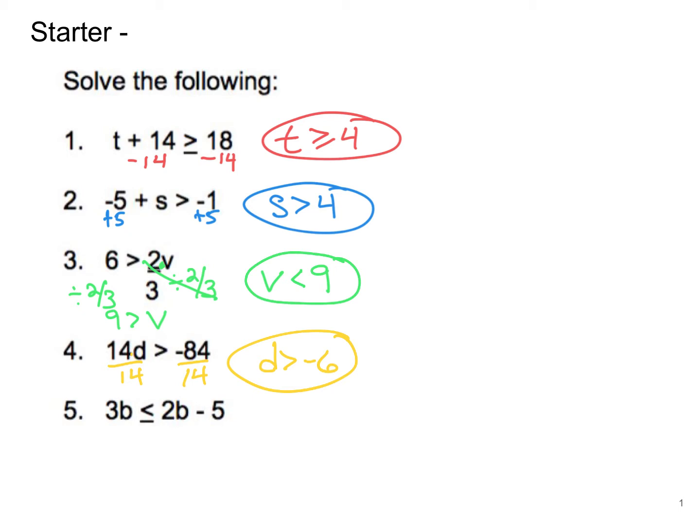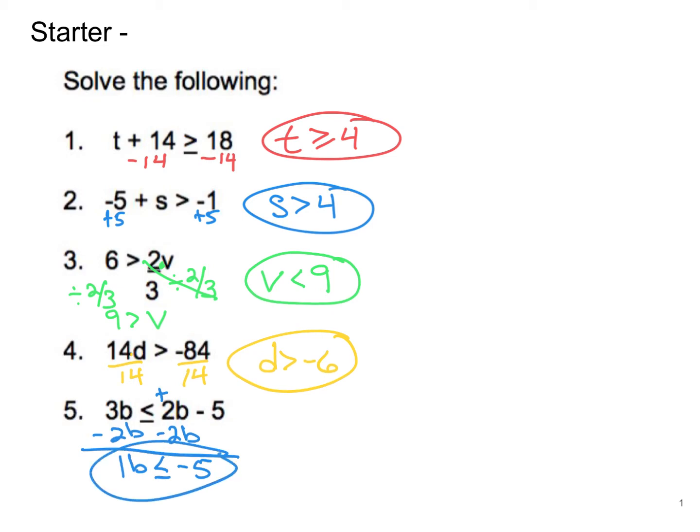Again, let's get variables on one side, numbers on the other. For number 5, I have a positive 2b. I like to put all of my variables on the left-hand side. So I'm going to subtract off 2b. 3b minus 2b is 1b, and then less than or equal to negative 5.